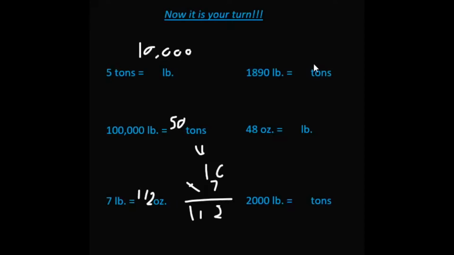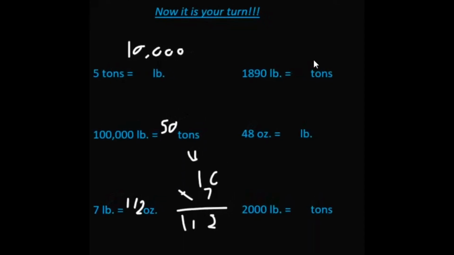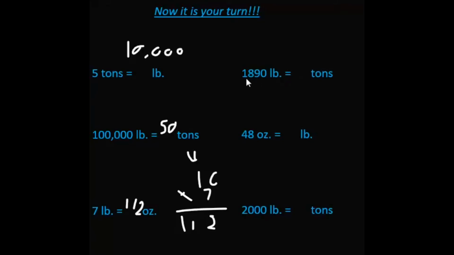Next is 1,890 pounds equals how many tons? So this one has to go into the decimals because it's not more than 2,000 pounds, which is what 1 ton is. So all it is here is just add that 0 point and just put down the number 8, 9, 0. 0 has no value to it, so we don't need to put it.